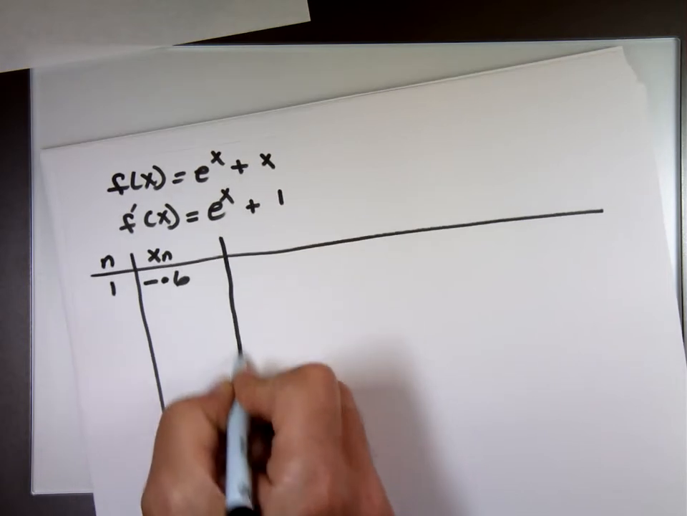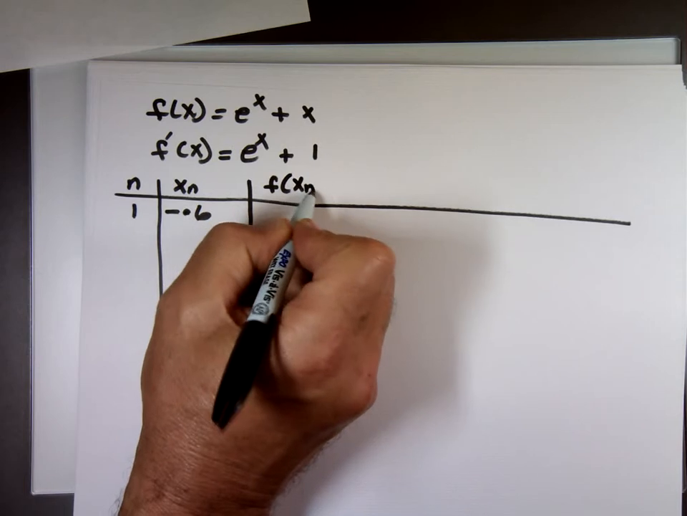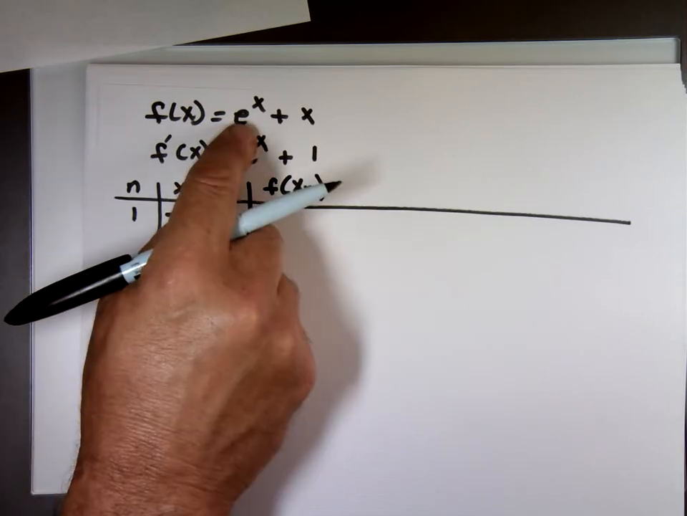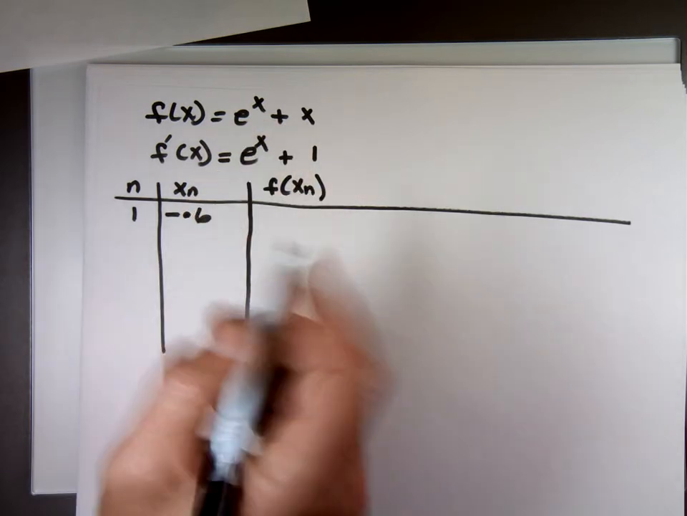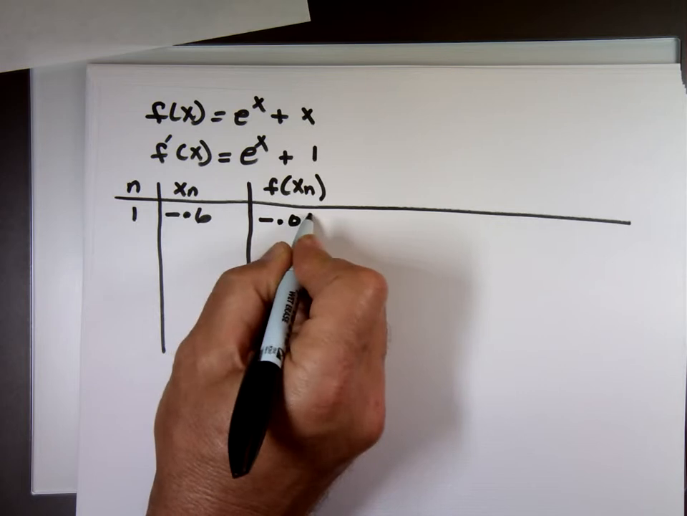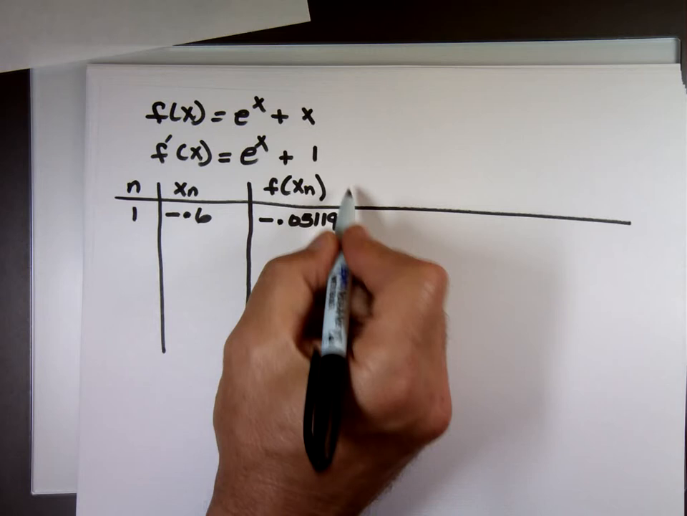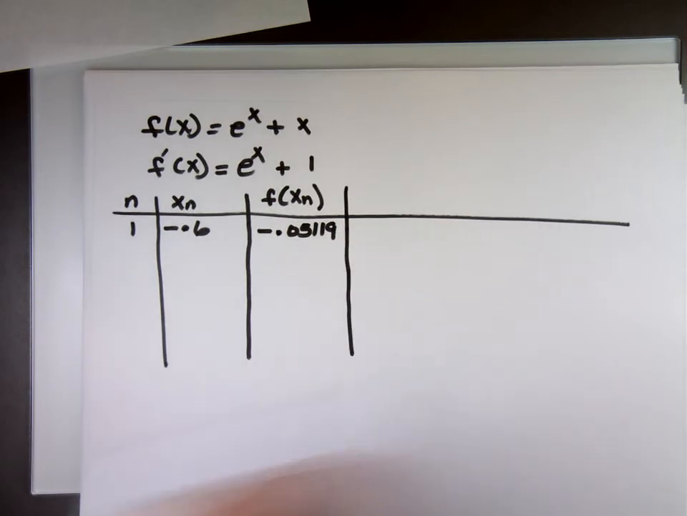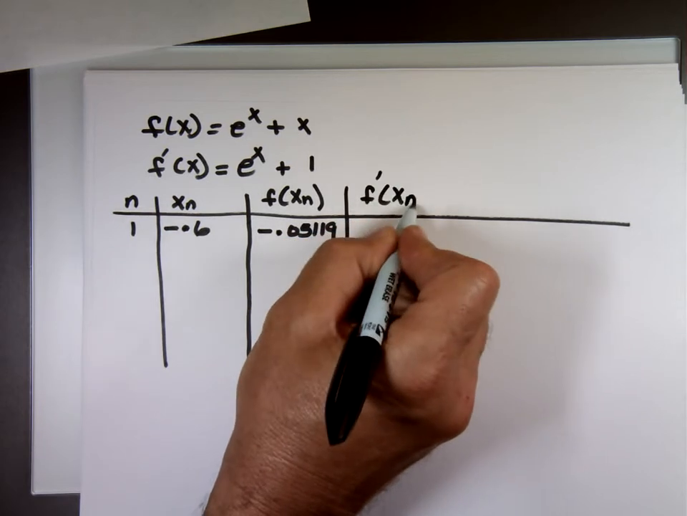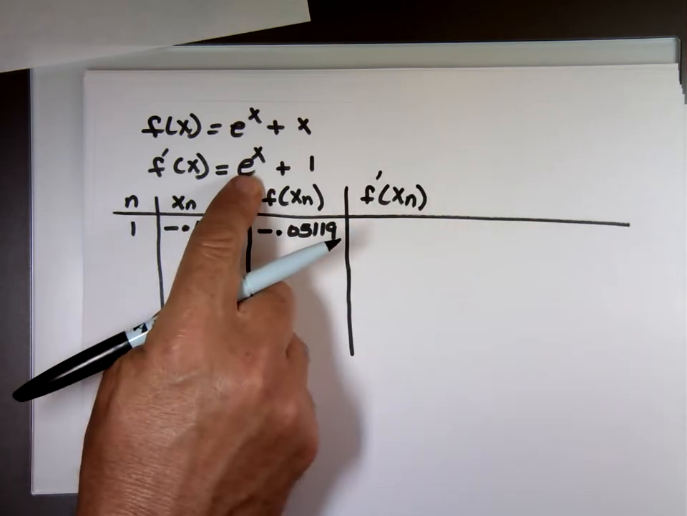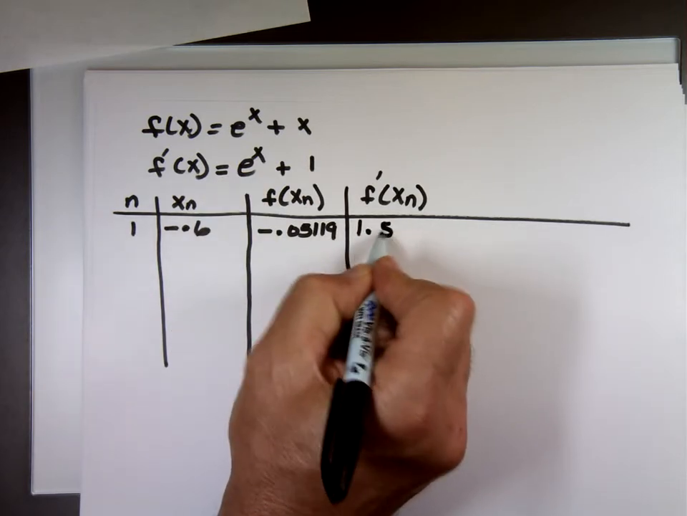Is that a good solution? Is that a solution? Let's find what f of x equals. So take the negative 0.6, plug it into that problem up here. If I plug it in, that's negative 0.05119. Not bad. But I'm looking for a closer answer. What's the derivative at that point? Plug it into this one. That'll be 1.54881.